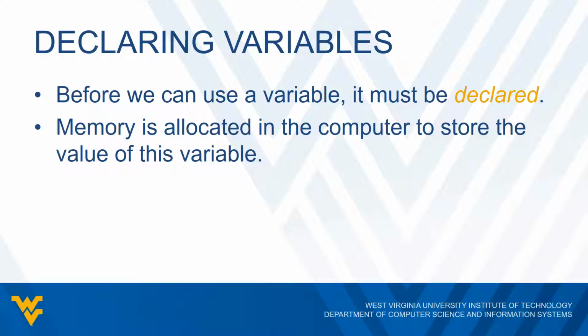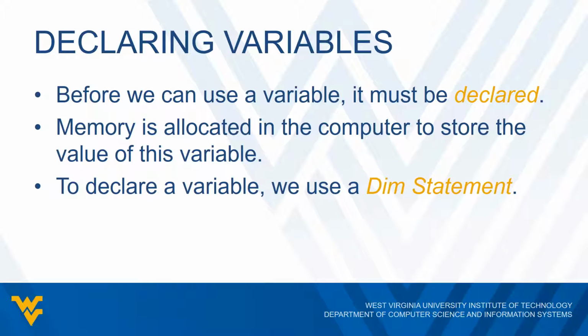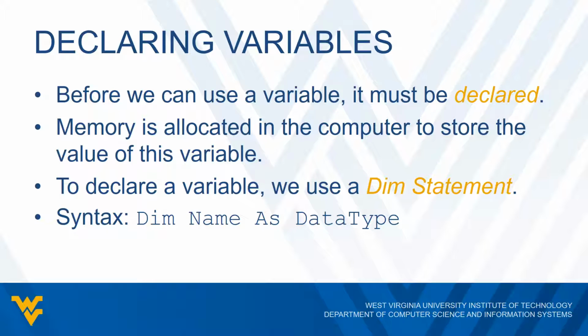So the way we do that in Visual Basic, we're going to use what's called a dim statement. This is just like a declaration statement we've seen before in other languages like C++ or Java. The difference is just the syntax of it. So let me give you the syntax for a dim statement. We would have dim, the word dim, and then name is the name of our variable. Then we have the word as, and then whatever our data type is.